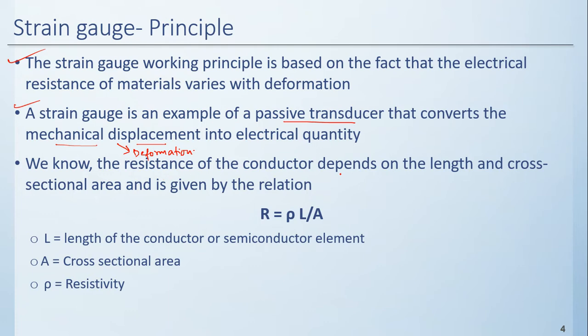And the principle is that the electrical resistance is directly proportional to the length and inversely proportional to the area of cross section of the conductor. Here L is the length of the conductor, A is the cross-sectional area, and rho is the resistivity. So the resistance of a conductor is directly proportional to its length and inversely proportional to the area.